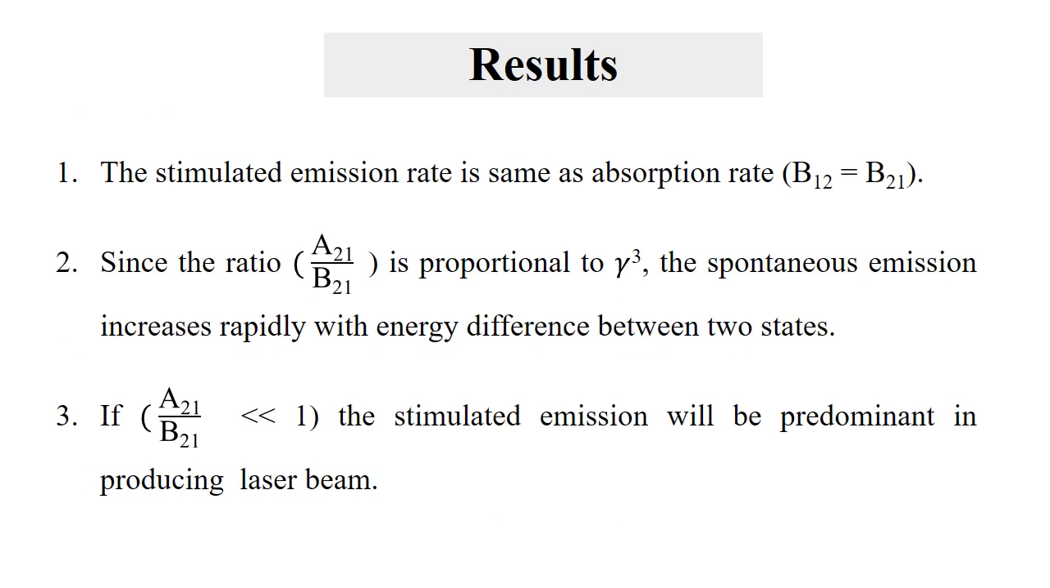Results, what we can understand is the stimulated emission rate is the same as absorption rate, that is, B12 equal to B21. Next, since the ratio A21 by B21 is proportional to nu cube, the spontaneous emission increases rapidly with energy difference between the two states. And third point, if A21 by B21 is much less than 1, the stimulated emission will be predominant in producing laser action. Thank you.